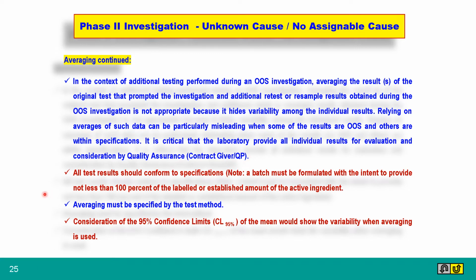It is critical that the laboratory provide all individual results for evaluation and consideration by quality assurance, contract giver/QP. All test results should conform to specifications. Note, a batch must be formulated with the intent to provide not less than 100% of the labeled or established amount of the active ingredient. Averaging must be specified by the test method. Consideration of the 95% confidence limits, CL 95%, of the mean would show the variability when averaging is used.